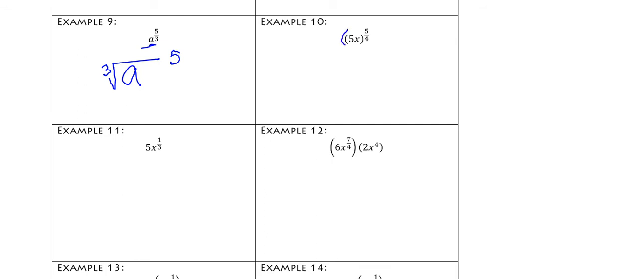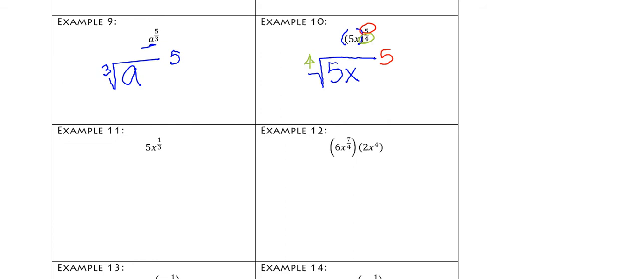Now, in this example, the parentheses indicate that this whole thing is going to be under that root sign. So we need to write 5x as the base. We write our root sign. The top number, 5, is the exponent that goes outside there. And the 4 is the denominator, so it becomes the root. And that is our final answer.